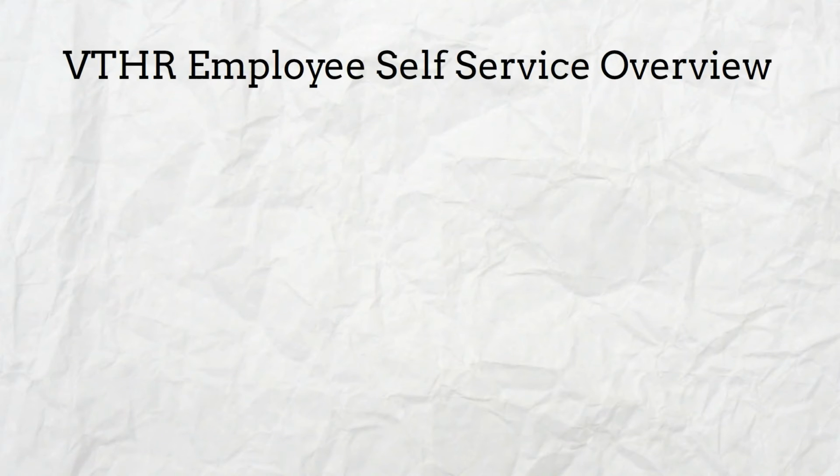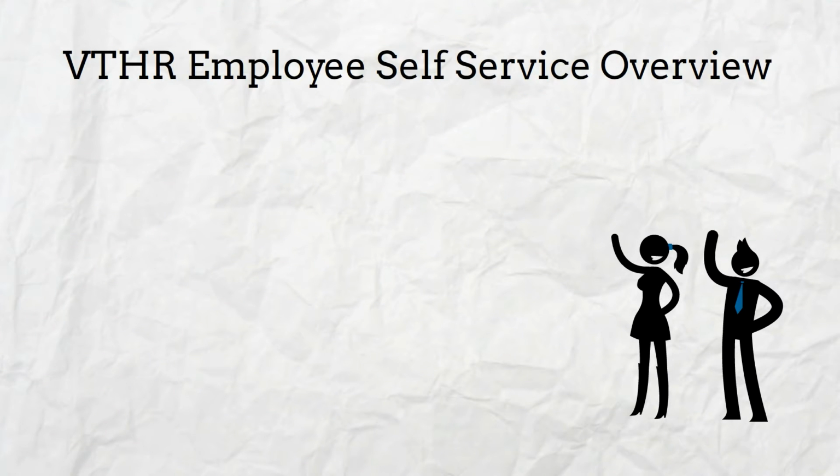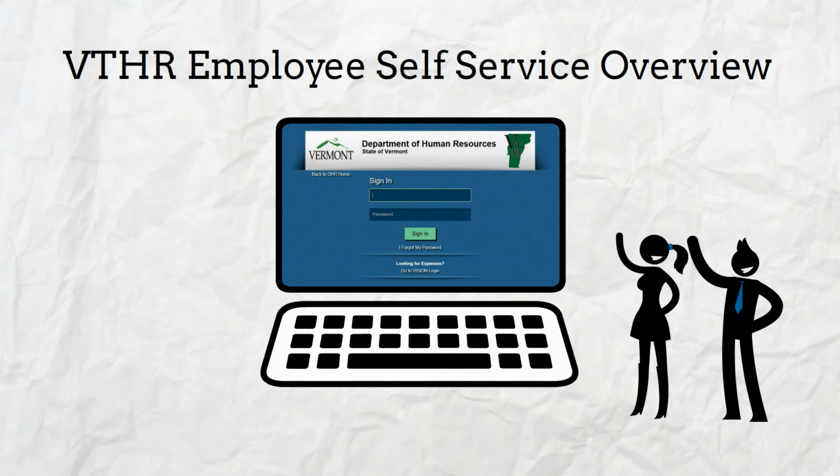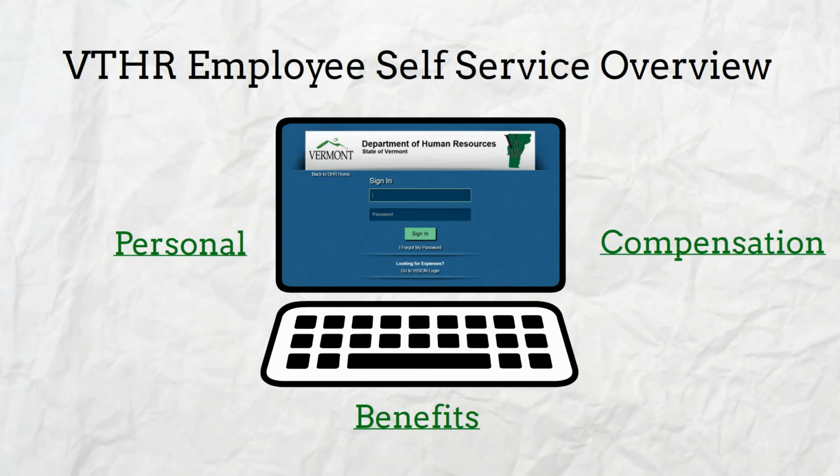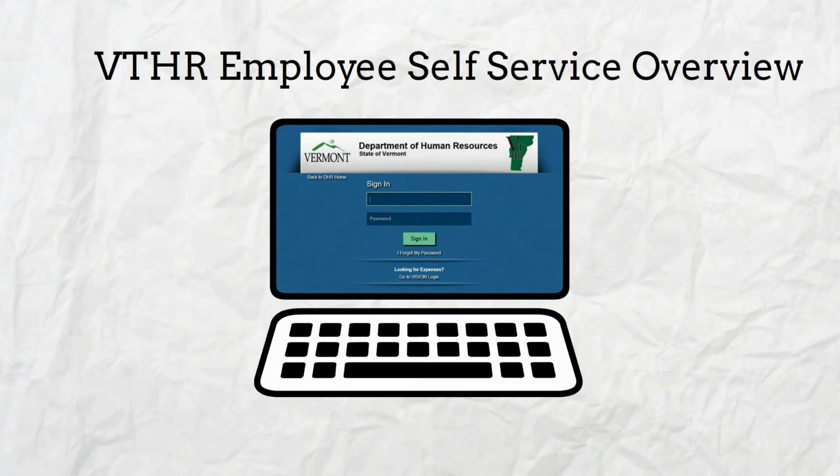Welcome to the VTHR Employee Self-Service Overview. VTHR is the state of Vermont's secure web-based human resource information system that provides a means for employees to view and manage personal, benefit, and compensation information. In this video, we'll review the features and functionality available to you through the Employee Self-Service.